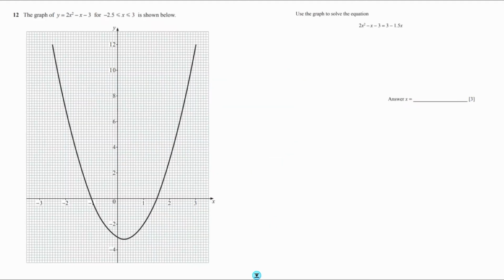So we go to question 12. The graph of y equals 2x squared minus x minus 3 for x between minus 2.5 and 3 is shown below.